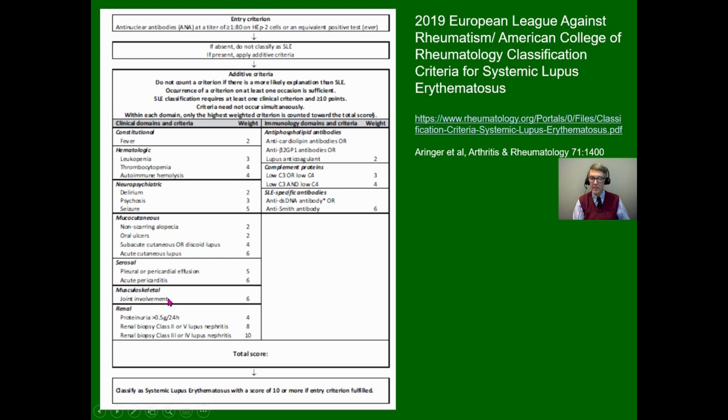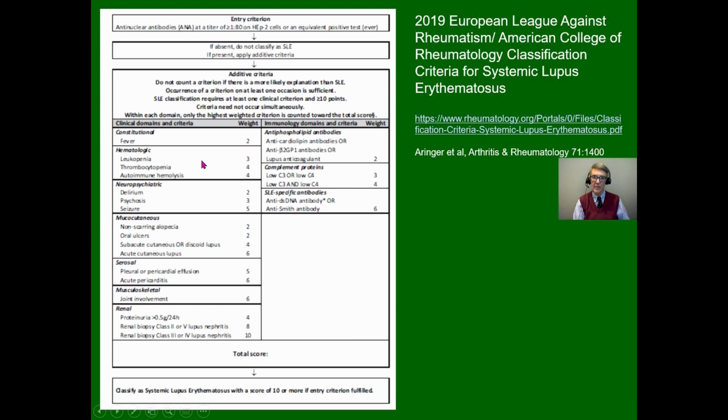Joint involvement doesn't ask for frank arthritis. What they're asking for is if a patient has joint pain and morning stiffness, that was sufficient. But they also include criteria including a renal biopsy. And if the patient had a renal biopsy with a class 3 or 4 lupus nephritis, this would be focal proliferative or diffuse proliferative, they already have 10 points. So if they have an ANA and an appropriate biopsy, they would classify them as having systemic lupus.